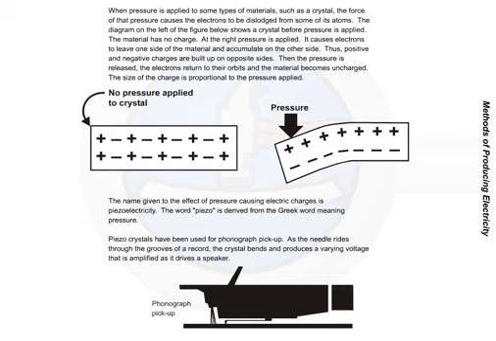Then the pressure is released. The electrons return to their orbits, and the material becomes uncharged. The size of the charge is proportional to the pressure applied. The name given to the effective pressure causing electric charges is piezoelectricity. The word piezo is derived from the Greek word meaning pressure.